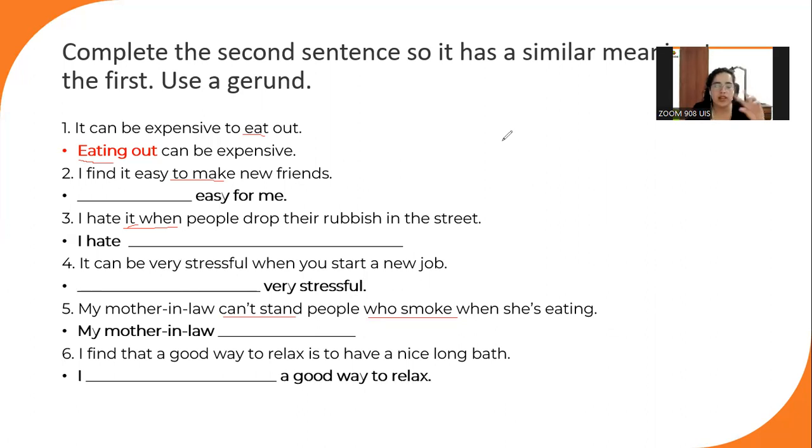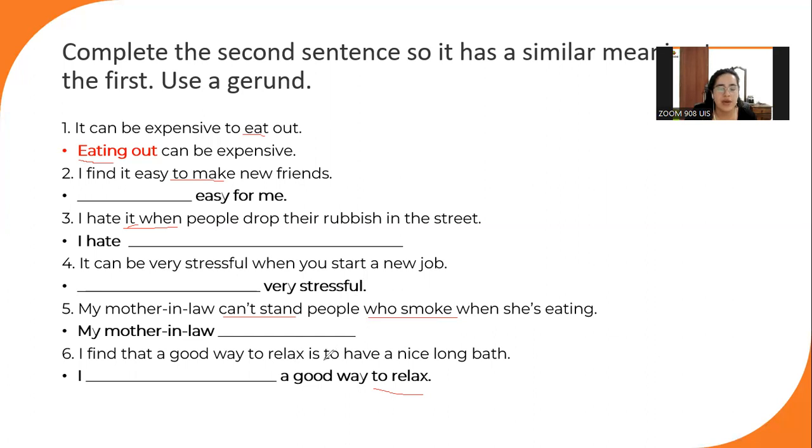How did you make use of it? I have a nice long bath. I find that a good way to relax is to have a nice long bath.